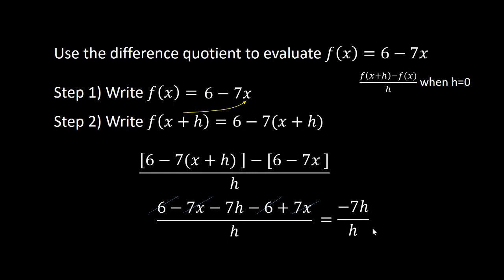These will cancel. And I'm back in the situation where I can't make h equal to 0 because there aren't any h's left. But notice what happened. I'm going to get an answer of negative 7, which matched the slope of this linear line. So if you have a linear equation, the definition of a derivative should give you the slope of that line. Okay? But what happens when it's not linear?